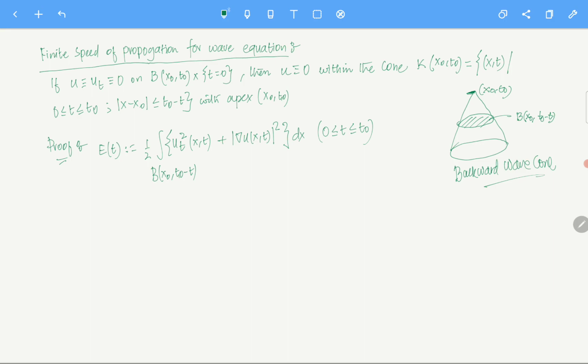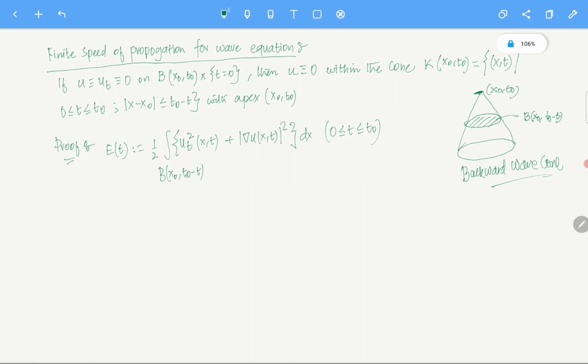This is the energy functional which is associated with this particular problem. What we want to do is calculate E prime of t. So this is given by the integral over the ball of, I'm just writing it down. I'm not doing explicit calculation of every particular thing, but you guys can do it.